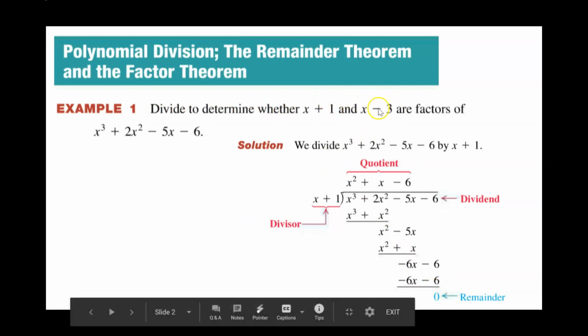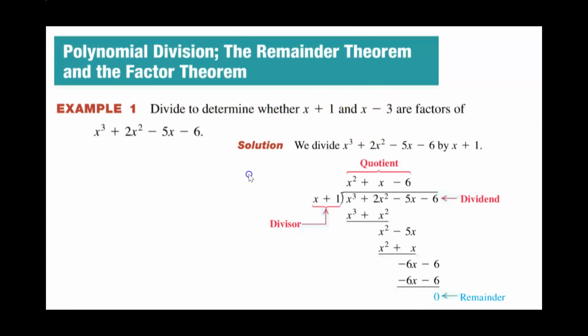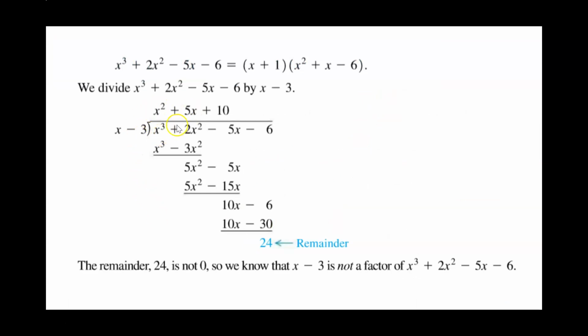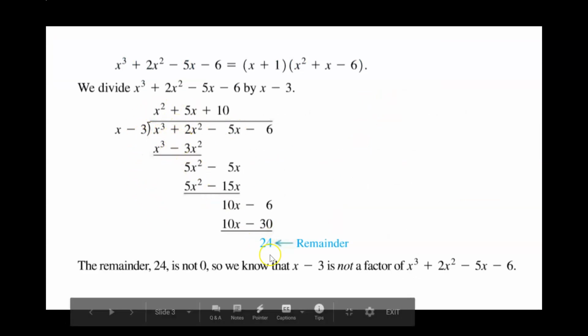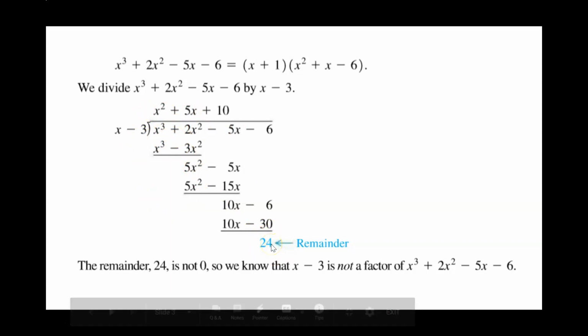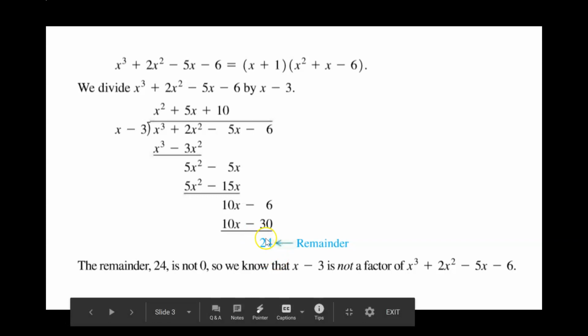Now we need to check whether x minus 3 is a factor. So we do the same steps, write it in, do the math here. This time we get a remainder of 24 once we finish off this problem. Because we didn't get 0, this x minus 3 is not considered to be a factor. So you have to have a remainder of 0 in order to be a factor.